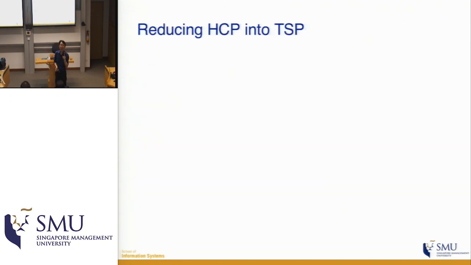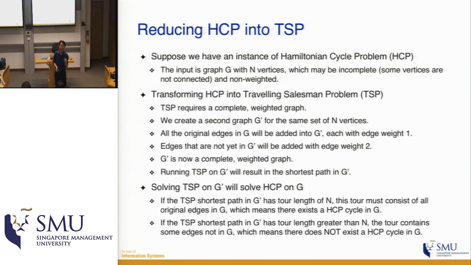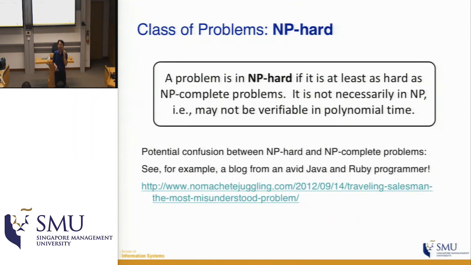Now I'm going to come to the very last class of problems, and that is called NP-hard. Okay? Now NP-hard problems are essentially problems that are at least as hard as NP-complete problems, and they may not even be verifiable. Okay, now what is an example of that? An example of that is exactly the traveling salesman problem.